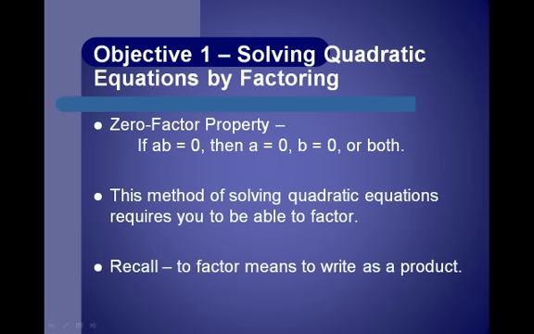Recall, to factor means to write as a product. So if we said to factor the number 8, that means write it as a product, so we could call that 4 times 2, or we could call it 2 times 2 times 2. So if we tried to factor x squared minus 5x, we could write that as x times (x minus 5).